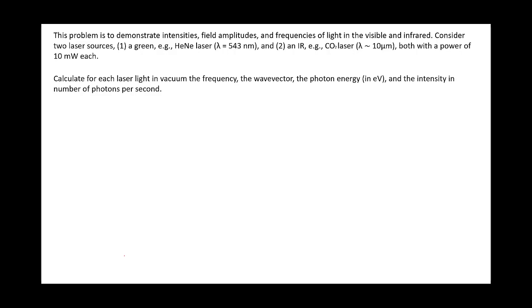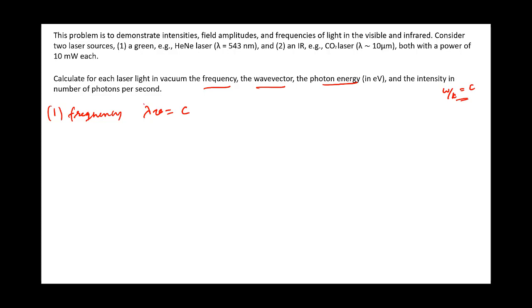So what we have to do is calculate for each laser light the frequency, the wave vector, and the energy, and the intensity, right? So first let's look at the frequency. We have just derived the equation lambda times nu is c, the speed of light, right? We derived this from the dispersion relation, omega by k is equal to c.